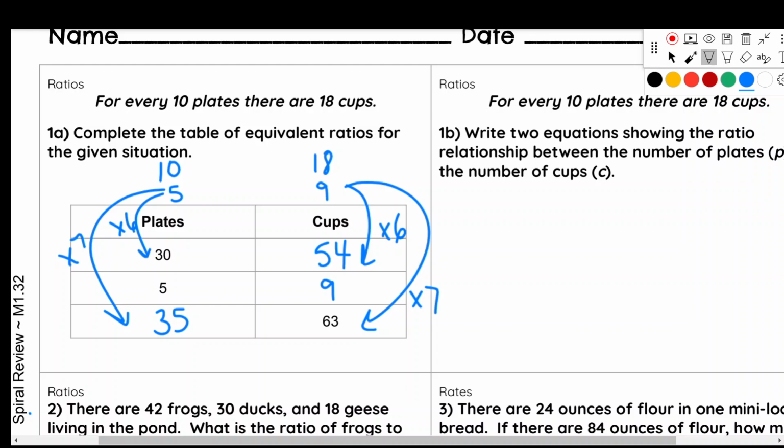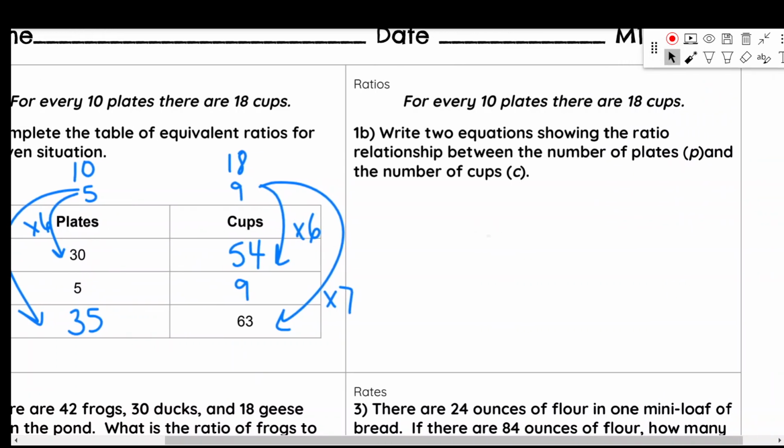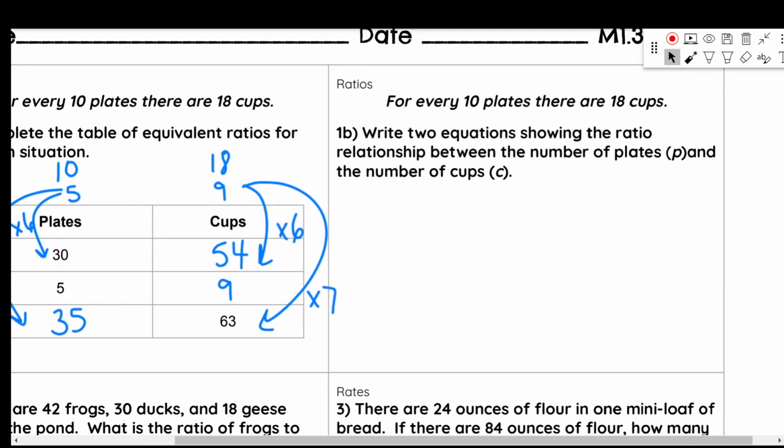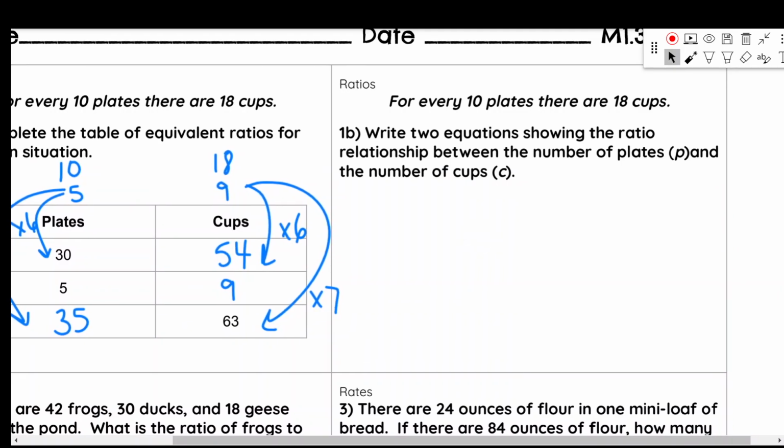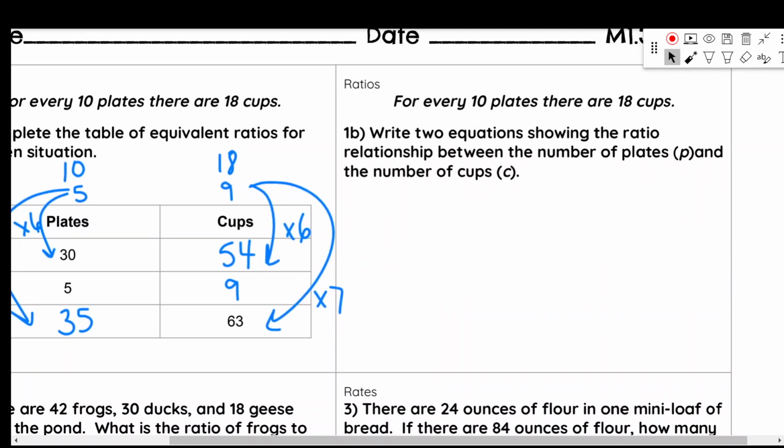I can now take a look at 1b, where I am supposed to use this ratio of, for every 10 plates there are 18 cups, this ratio of 5 to 9, to write two equations showing the relationship between the plates and the cups. So I have the ratio of plates to cups, and I will write the ratio as a fraction, 5/9.